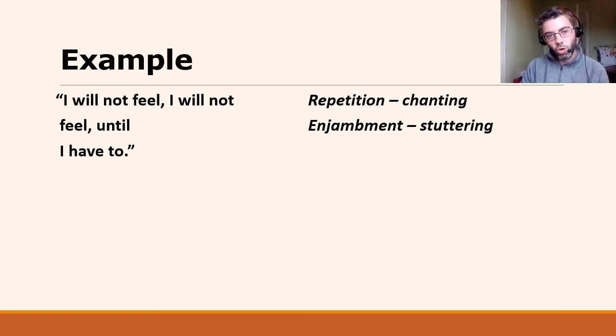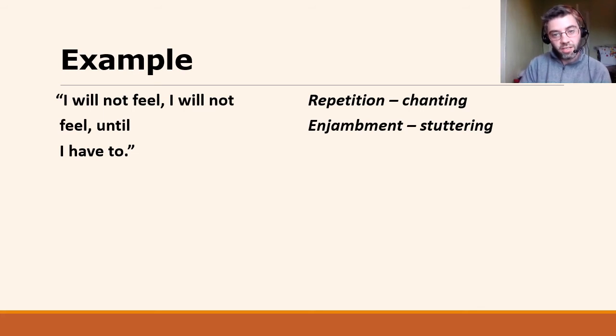There's also the technique of enjambment, which is to do with the fact that it goes "I will not feel, comma, I will not", then takes a new line, "feel, comma, until", then takes a new line. It makes it seem very stilted. There's a reason it's not been written "I will not feel, comma, new line, I will not feel", because that would make it too normal and make it seem like it was flowing.